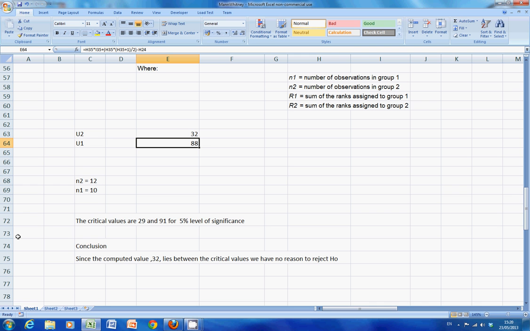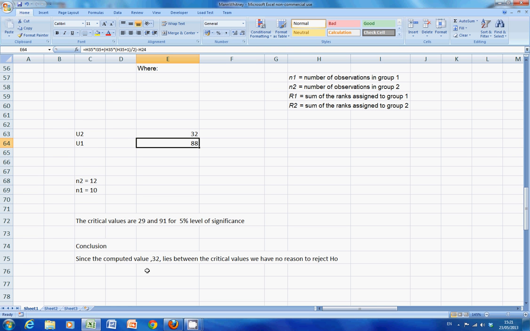Well, actually, it's kind of symmetrical. But anyway, you pick the lowest of the two values from the tables provided by your lecturer or on the web or whatever it is. I wasn't going to just do a copy and paste of a table. The critical values are 29 and 91. So 32 is greater than 29, or another way of looking at it, 88 is less than 91. Whichever way you look at it, 32 and 88 are between 29 and 91. So we are within the acceptable region.